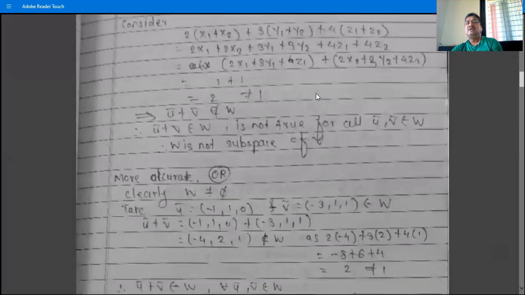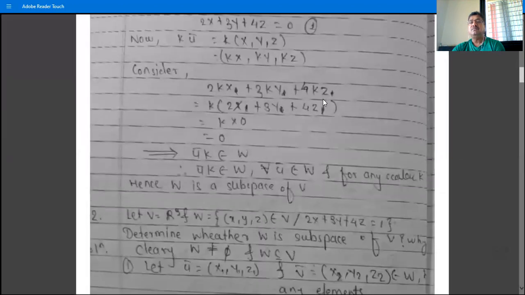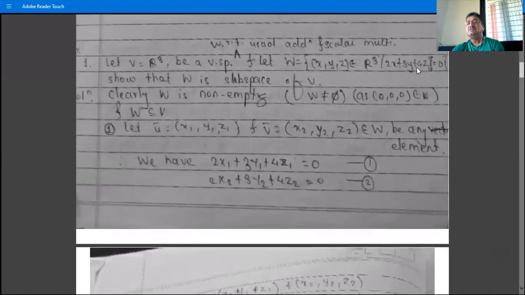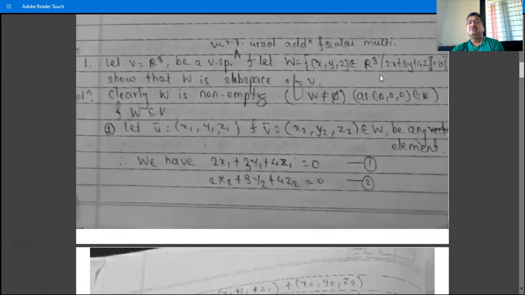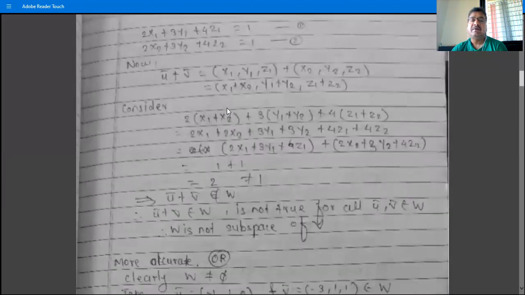So instead of this 2, 3, 4, if we take any real numbers a, b, c, but the right side is equal to 0, remember that, then also the set W is a subspace of R3. So if the coefficients of x, y, z are equal to 1, then x plus y plus z is equal to 0. This is also a subspace of R3.